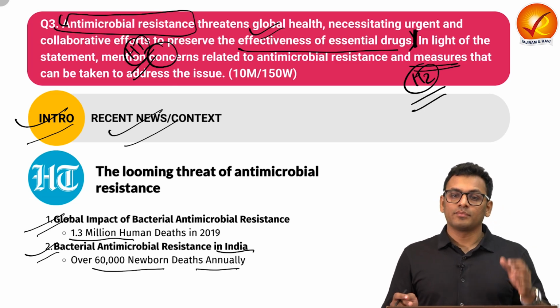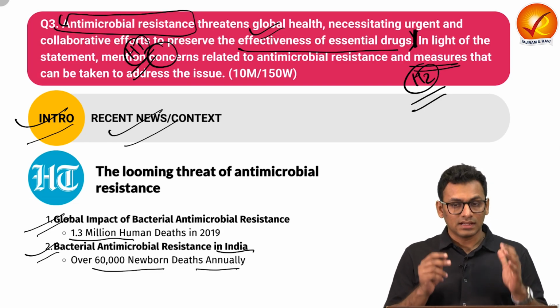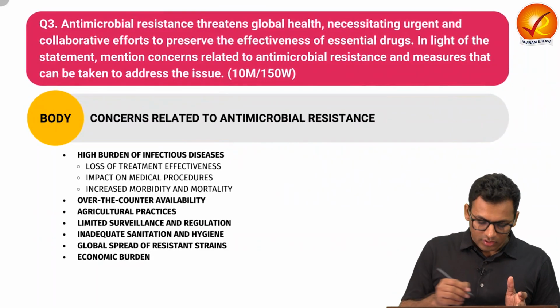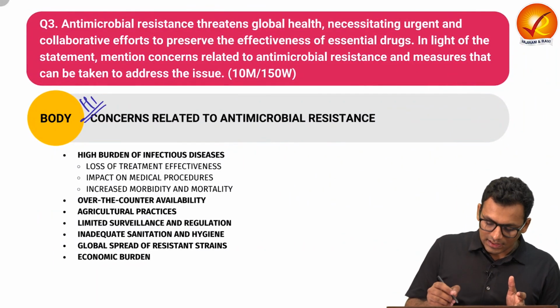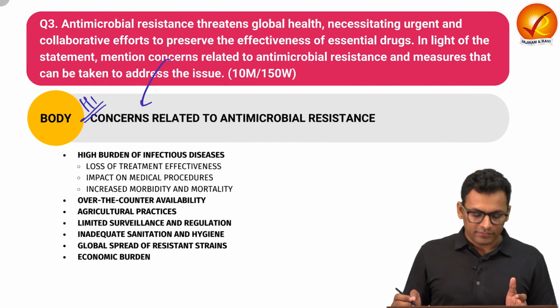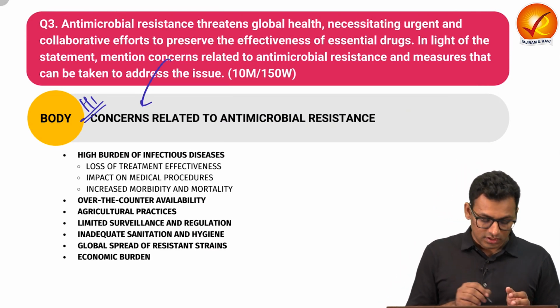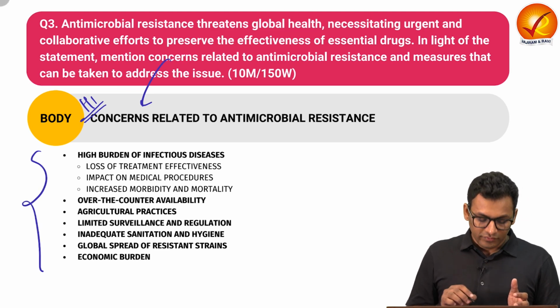So these are the kind of proof points that you can write in the introduction. Now let us move on to the body. In the body, in heading 1, you can get a direct demand of the question, which is concerns related to AMR. Over here, you can list down various proof points.